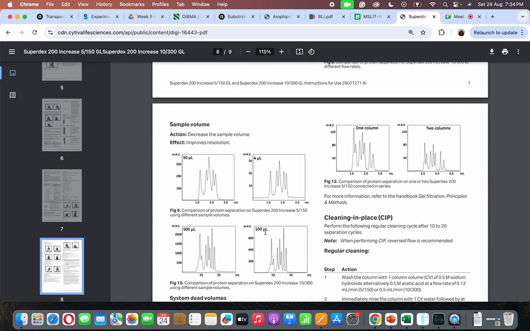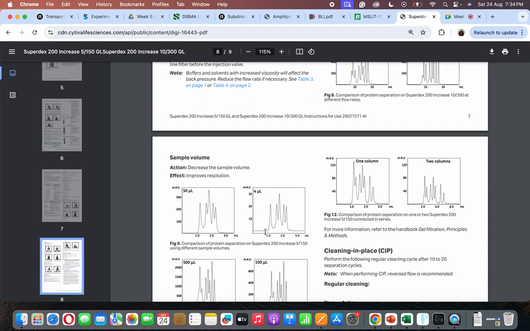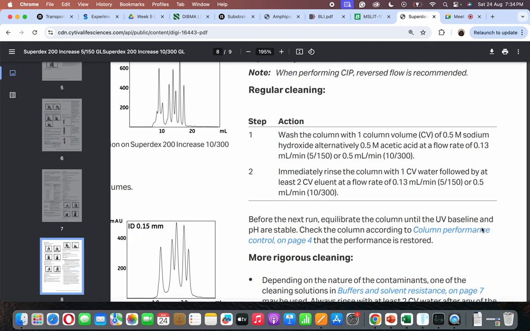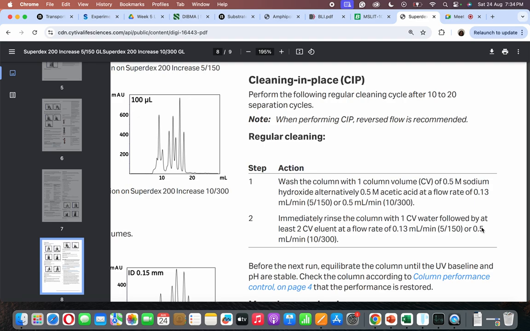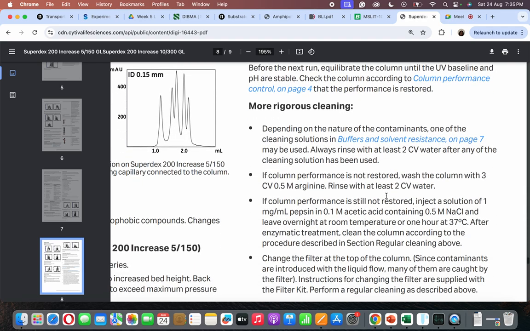So this is just a very detailed guide that you will get with any column that you use. As we discussed, after you run your column, you will sometimes have to do some extensive cleaning. That is called a cleaning in place protocol, where we use harsh solvents like 0.5 molar NaOH or 0.5 molar acetic acid. Okay. And after that denatures everything that is stuck in your column, you then have to wash the column. You use a lot of water to wash the column properly, and then it is ready to be used.